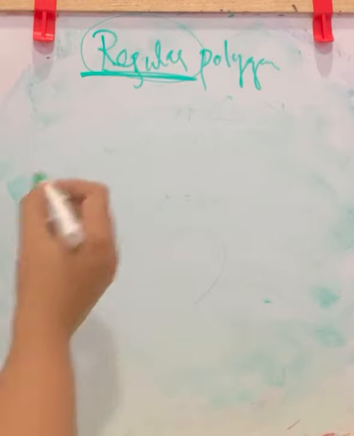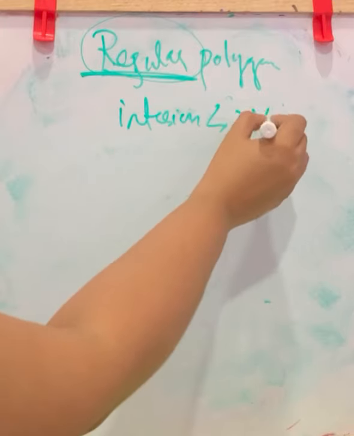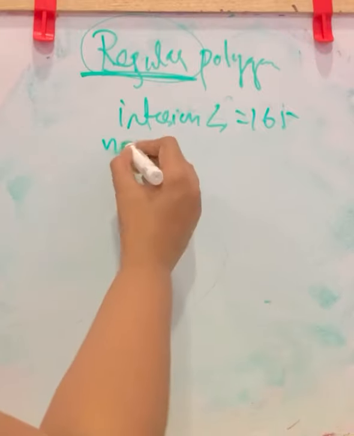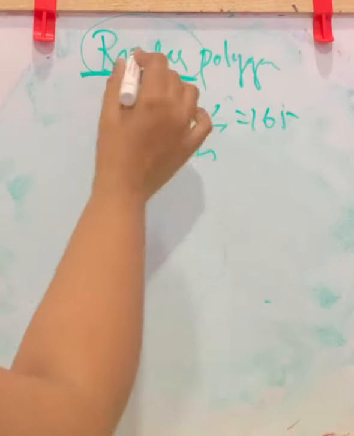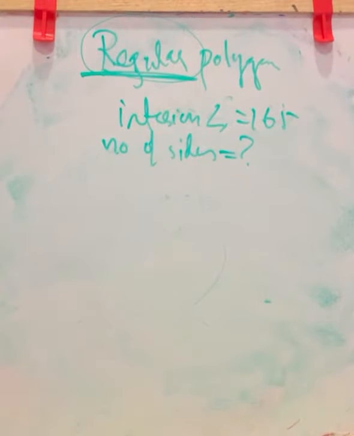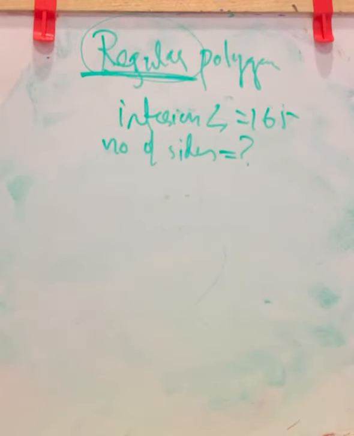Next question. How many sides does a regular polygon have if each of its interior angles is 165? So we have to find the number of sides of the regular polygon. If it was the exterior angle, it was easy for us to find. That is 360 by the exterior angle is the number of sides in a regular polygon. But here the interior angle is given. From that you have to find the exterior angle.